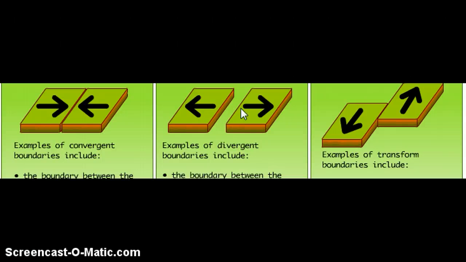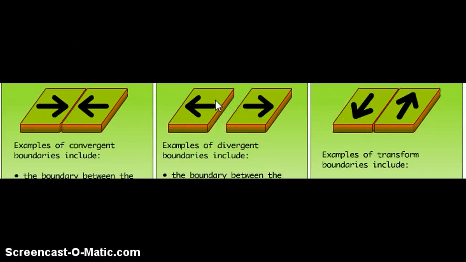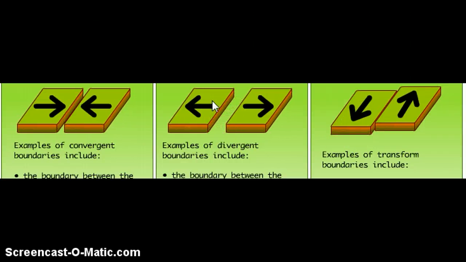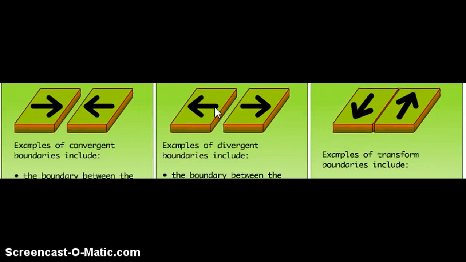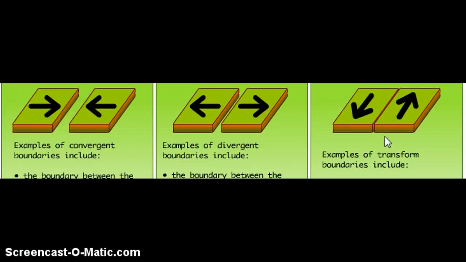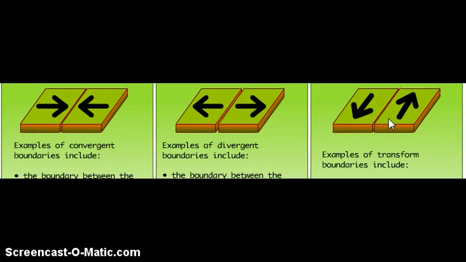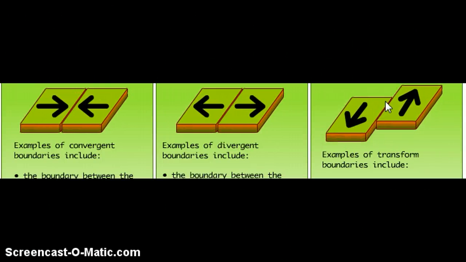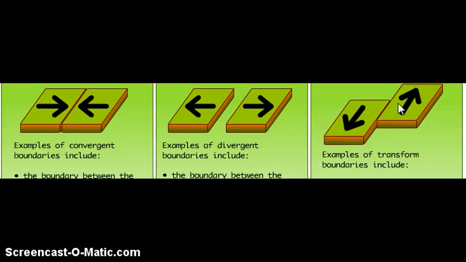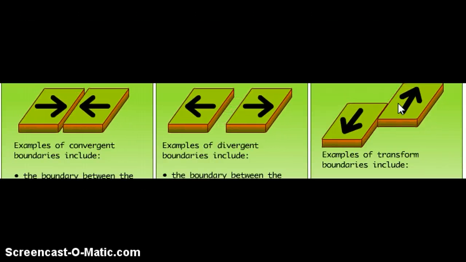This is a divergent boundary where the plates are moving apart in opposite directions away from one another, and this is the type of boundary we see between plates where ocean floor spreading is going on. Transform boundaries are where the two plates slide past one another. And we haven't really talked about this yet, but the North American plate and the Pacific plate along the coast of California are moving in this manner.